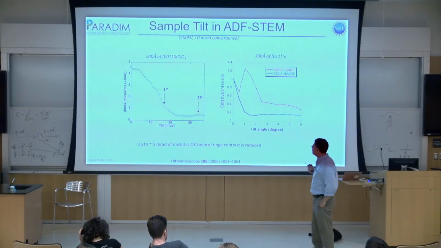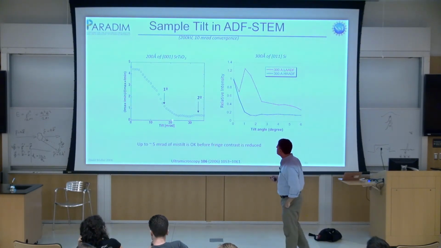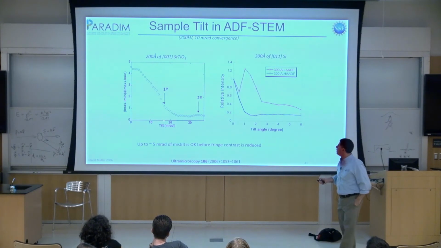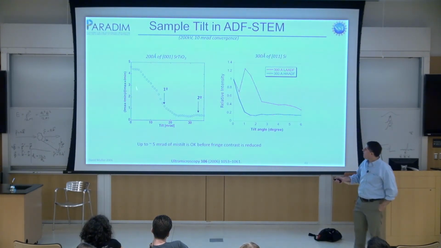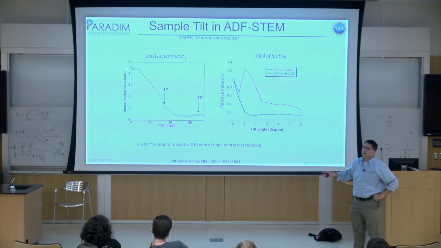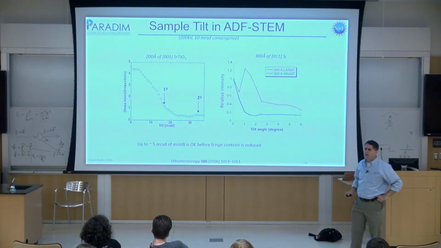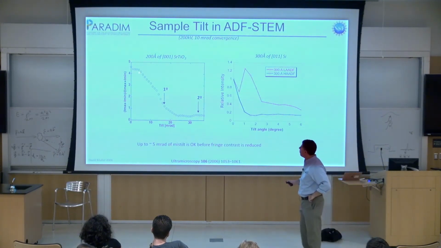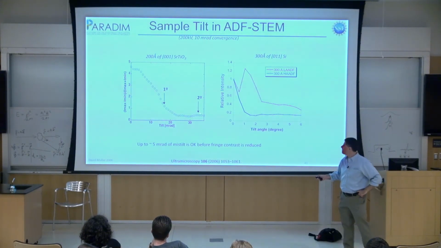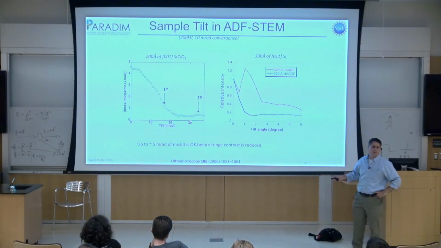But if you're in a thin part of the sample and it's tilted, your contrast drops quite quickly. So this is just strontium titanate. If you're tilted by under a couple of milliradians, there's no impact on contrast. It's pretty forgiving. But once you tilt more than a few milliradians, your contrast starts to drop. And when it's mistilted by 2 degrees, the contrast is absolutely terrible.